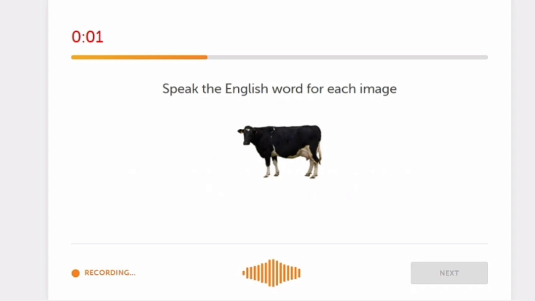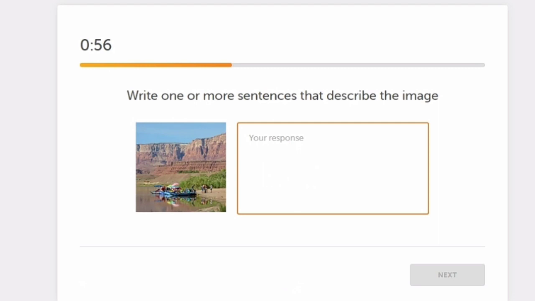That was wrong. So in the next question you will see another image, and in that question you don't have to speak anything, you just have to write what you see in that image. So let's see the next question. So this is my next question.